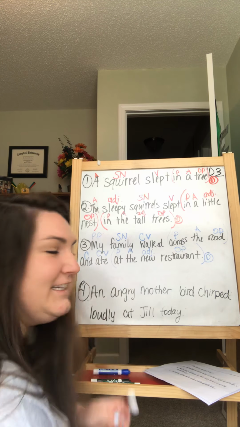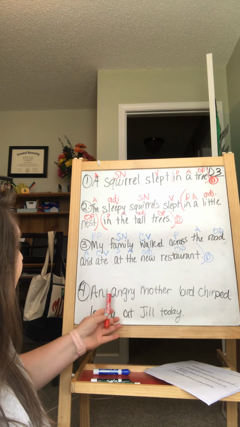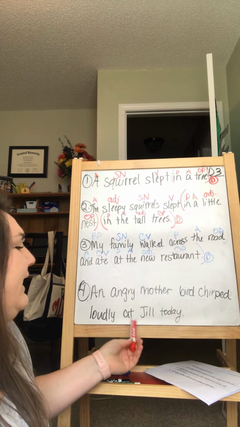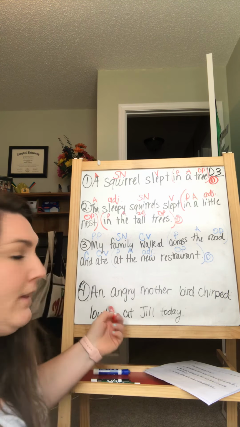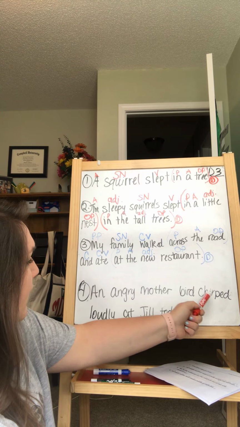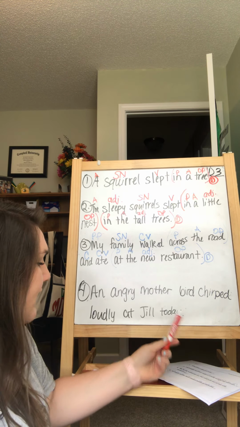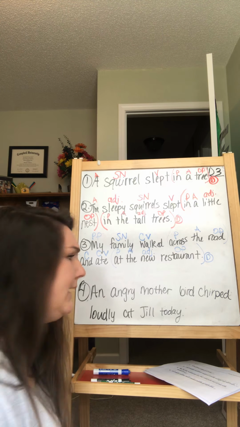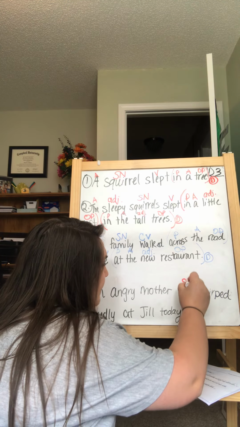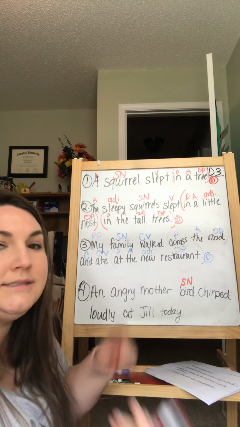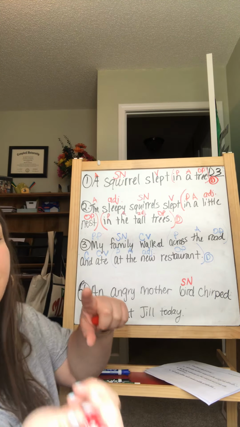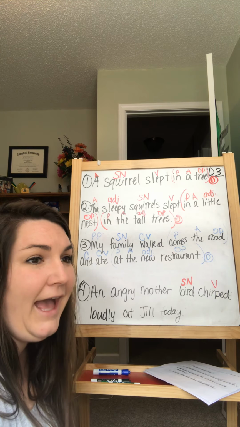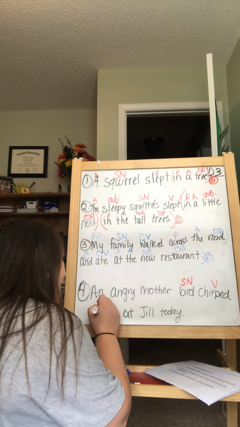All right. Last sentence. Number 4. An angry mother bird chirped loudly at Jill today. Read this with me. An angry mother bird chirped loudly at Jill today. And we say, what chirped loudly at Jill today? Bird. Subject, noun. What's being said about the bird? Bird chirped. Verb. Chirped how? Loudly. Adverb.